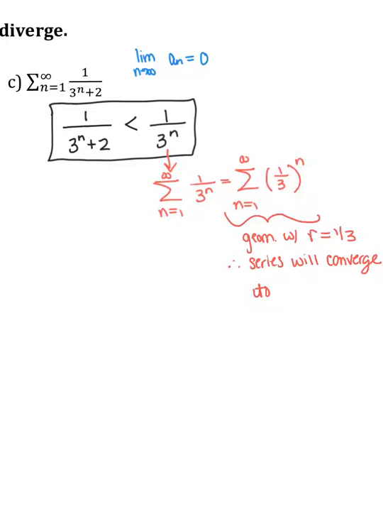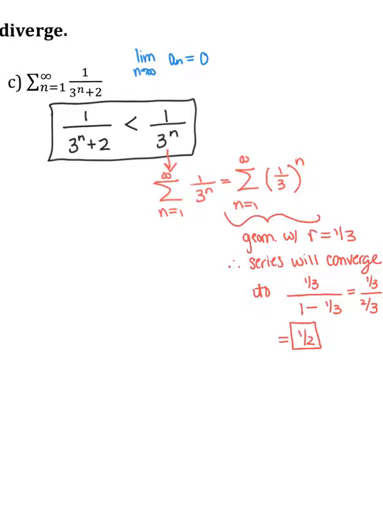It's not necessary that you tell me what it converges to, but let's review that really quick. So I know that an infinite geometric series will converge to the first term, in this case 1/3, all over 1 minus the common ratio, which is 1/3. So it's going to converge to 1/3 all over 2/3, which is therefore going to give me a half that it's going to converge to.